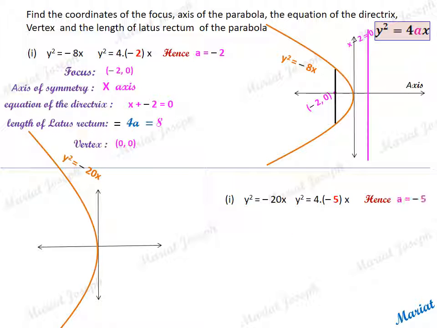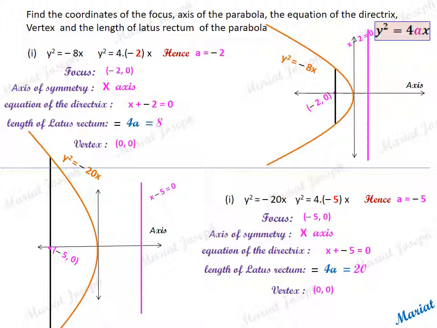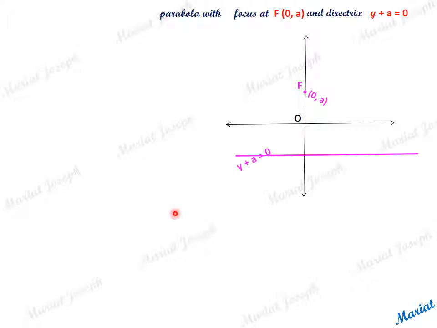a is minus 5. A wider parabola turning left side. Focus (-5, 0). Axis of symmetry x-axis. Equation of the directrix x minus 5 equal to 0. Length of latus rectum 4a equal to 20. Vertex is the origin. Now, we go for the next type of parabola.